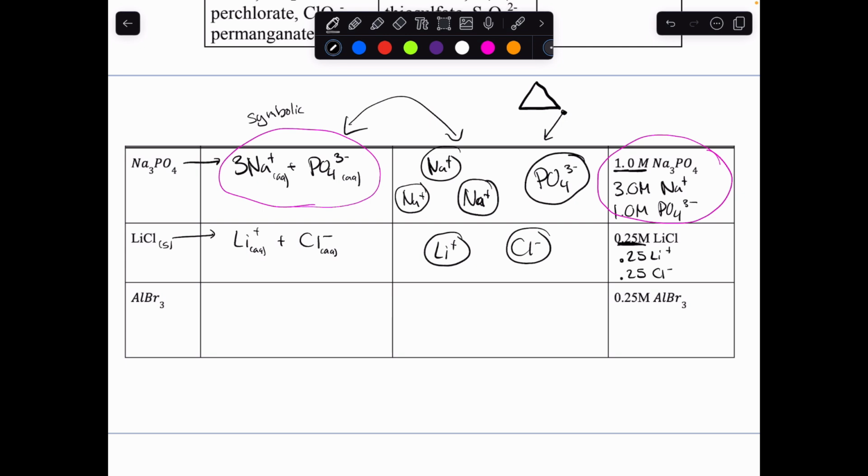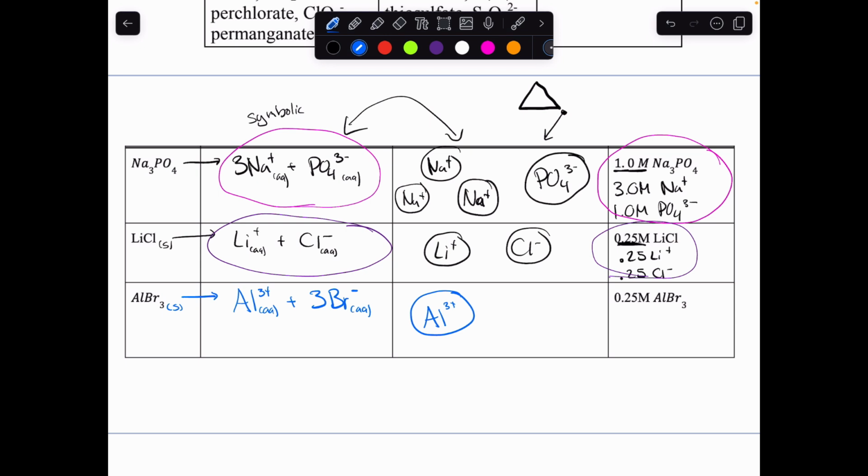Once again, have a smiley face for this being correct and a second one for this one. All right, last one here. Okay, aluminum bromide would separate into Al3+ and 3 Br-. Have a smiley face if you got that right. And then your picture should have 1 of those and 3 of these.